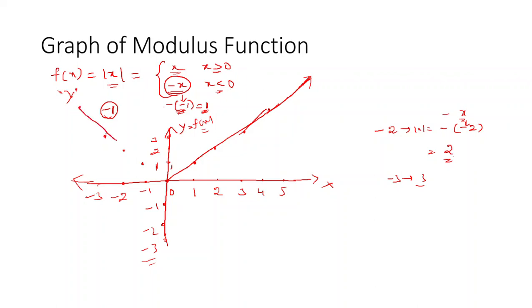So modulus of x on the left side looks like this. So modulus of x is a V-shaped curve. It always gives us positive values. It can take any value, negative or positive, but the output will always be positive. So this is the graph of mod x.